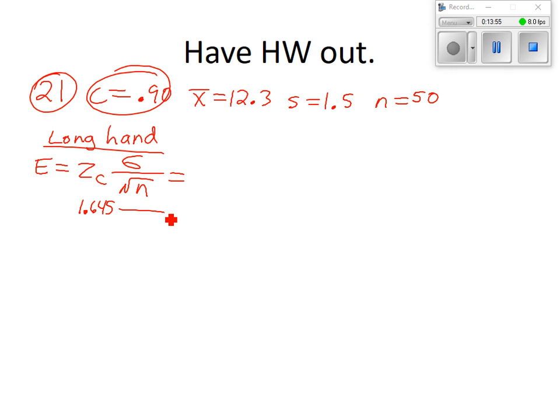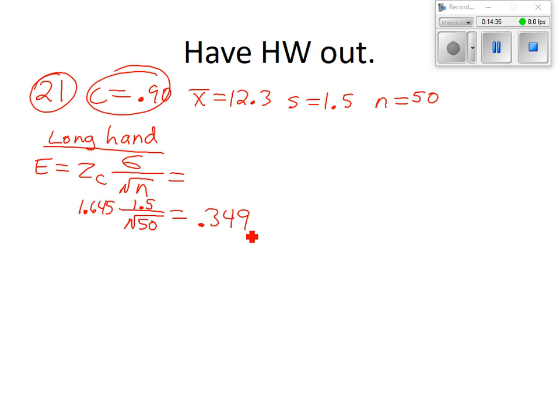Our sigma, we don't know sigma, but we do know S, that's 1.5. And our N is 50. So square root of 50. Somebody help me out. 1.5 divided by square root of 50. It equals, and then times that by 1.645. 0.349, we'll say. We can turn this light back on, I turned it off because I couldn't see her.